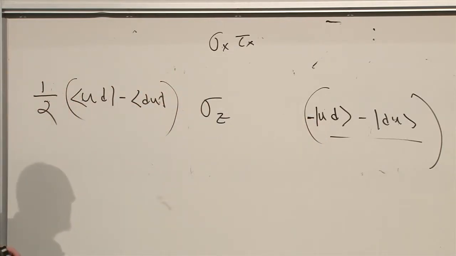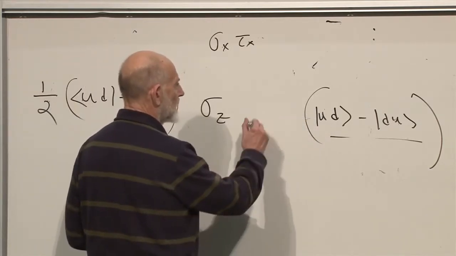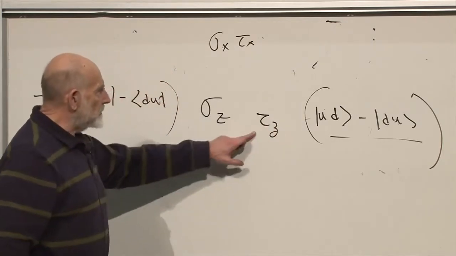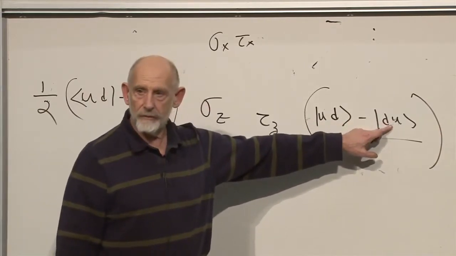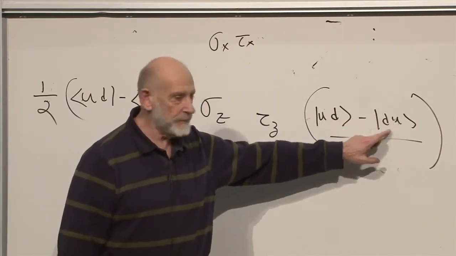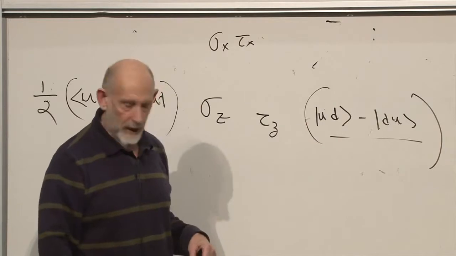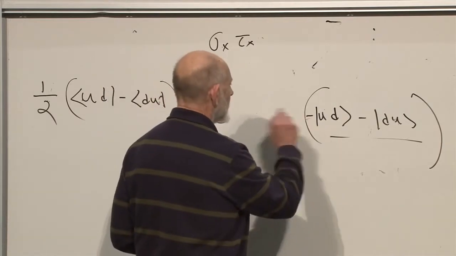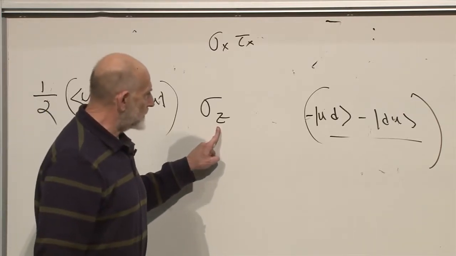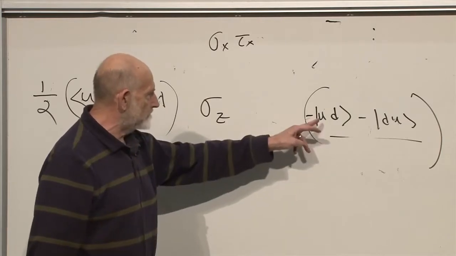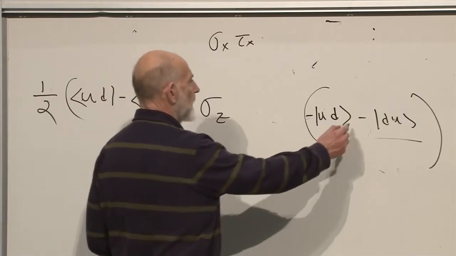Did I do that right? Let me see, tau z. Tau z acts on down to give minus down. It acts on up to give up. So it has no effect on this term, and it changes the sign of this term. I think I did it right. Yeah, okay. Minus. Now, what about sigma z? What does it do? It gives plus on this one and minus on this one. So it changes the sign of this one.